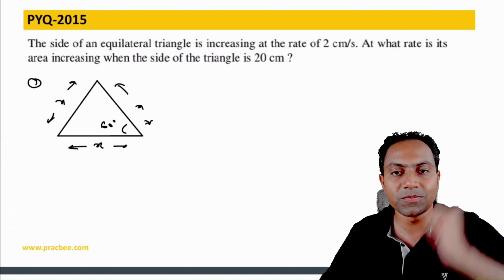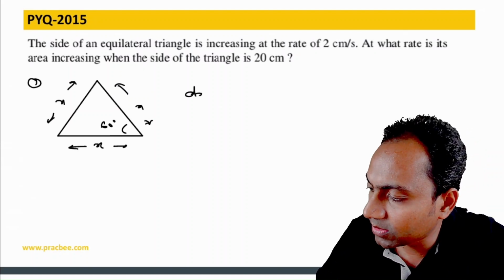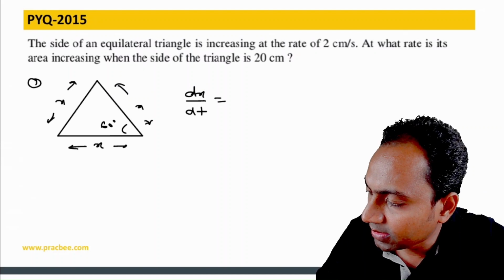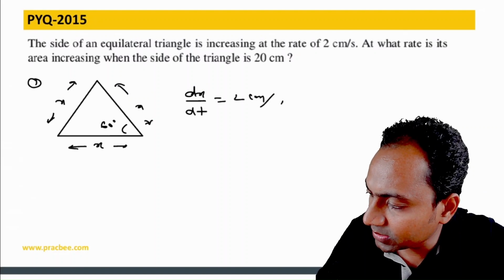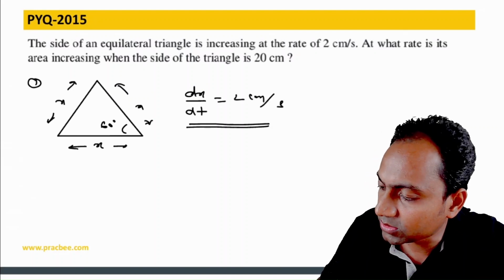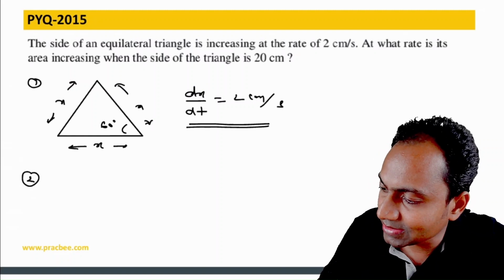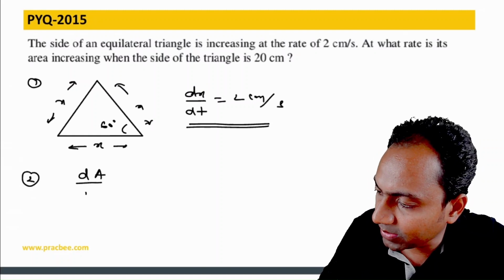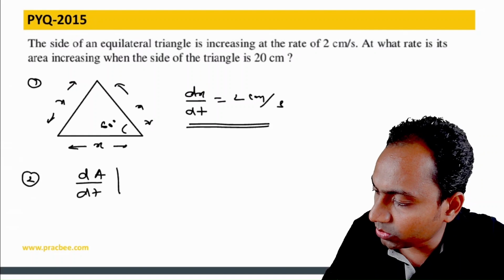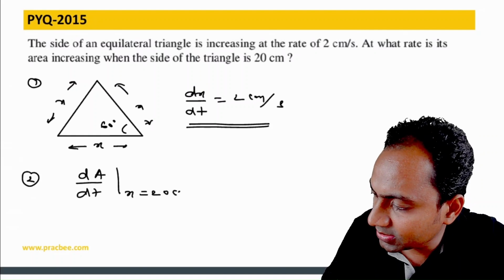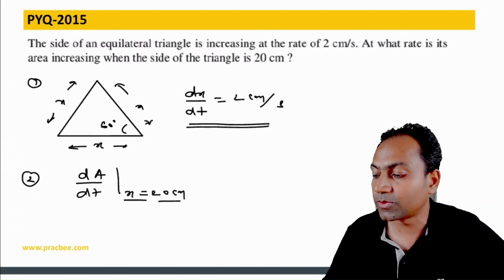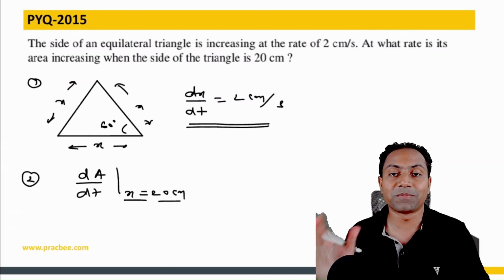Now another information that they are giving us is nothing but the value of dx by dt is 2 centimeter per second. This additional information is given to us. What they're asking in the next step is what is the value of dA by dt when the value of the side is nothing but 20 centimeter. Mind the units, because sometimes in unit also the whole game will be played.